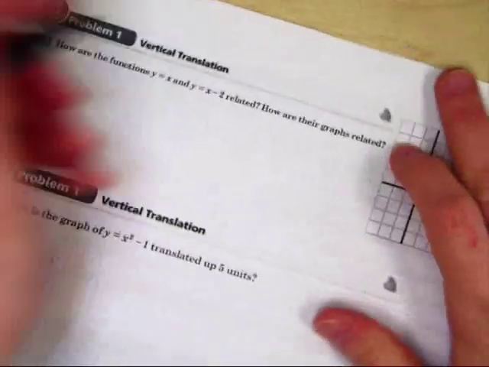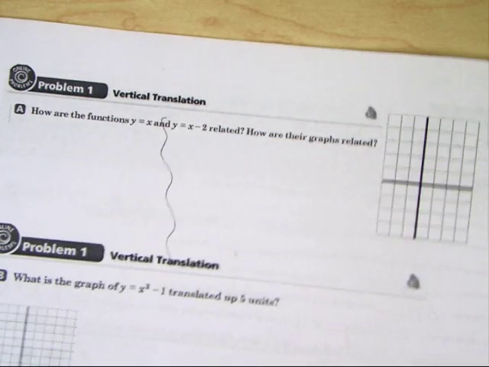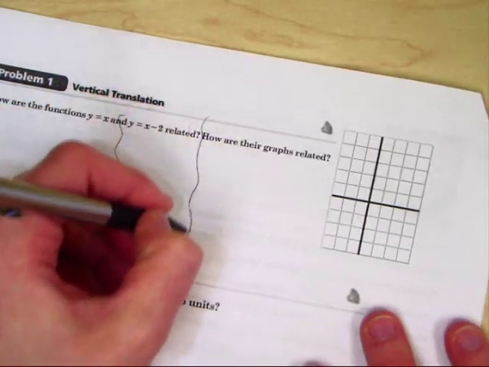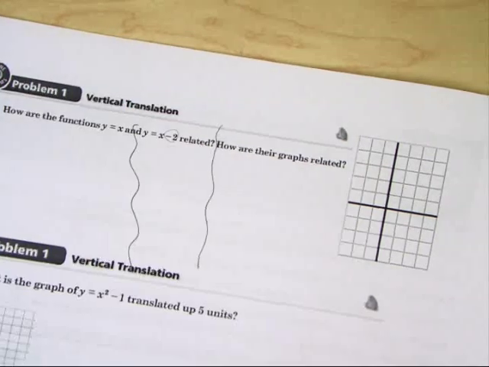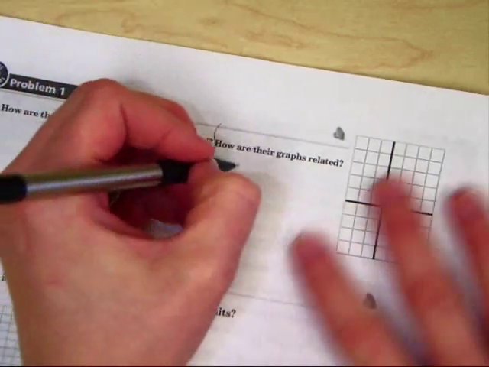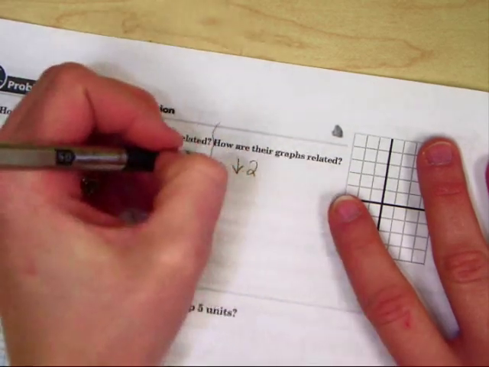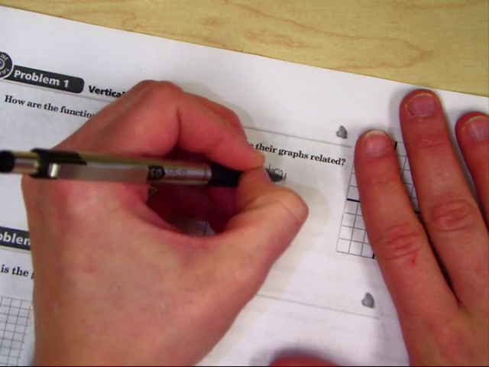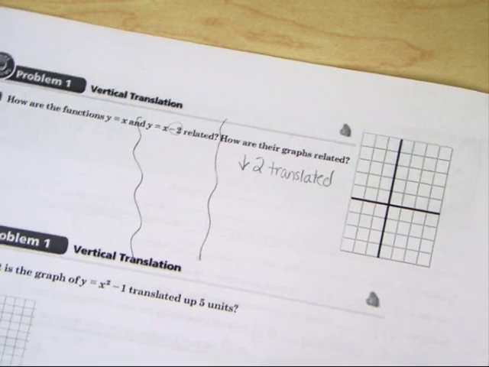Moving on to problem 1, we're going to talk about vertical translation. So let's say that we have the function y equals x, and then we have the function that y equals x minus 2. How are their graphs related? I'm going to break this up. I'm going to answer this question first. Can you see how it's minus 2 in the back? Since it's minus 2 in the back, you're going to say that it goes down 2 units. And we're going to use our real words, and that should say translated. It's going to go translated down 2 units.